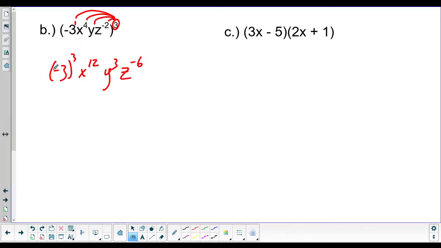Now, we need to do (-3) to the 3rd power. So that's -3 times -3 times -3. 3 times 3 times 3 is 27. A negative times a negative is a positive, times another negative turns it back negative.